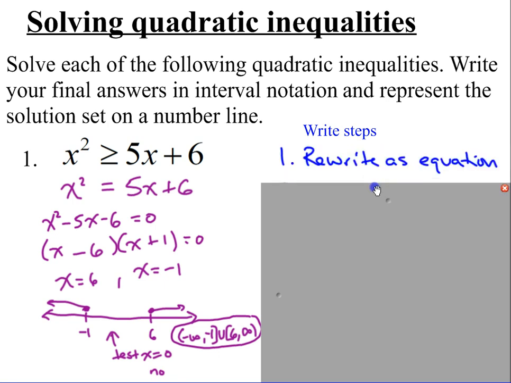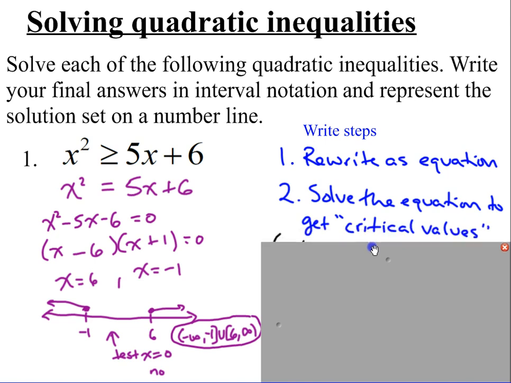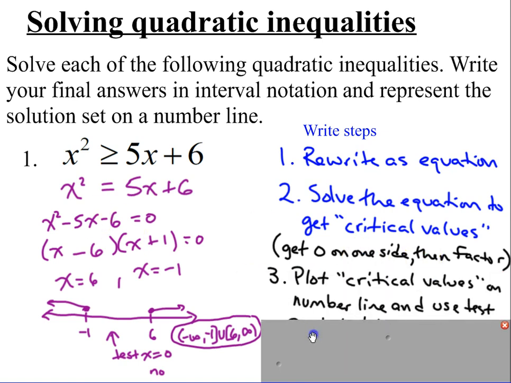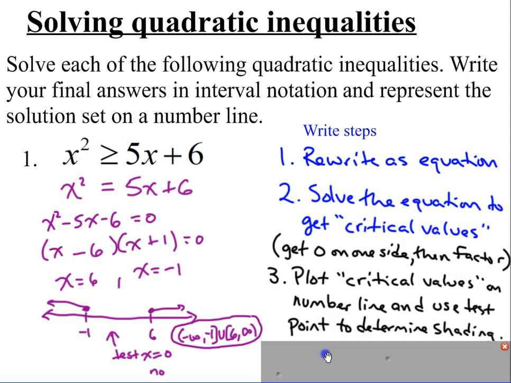Okay, so the first step was we rewrote it as an equation. Secondly, we solved the equation, this over here, to get the critical values of 6 and negative 1. Remember, those weren't the solutions, right? And I just sort of broke it down here. Write this if you think it's helpful. Get 0 on one side, and then factor, right? What do we do next? Well, we plotted the critical values, the negative 1 and the 6, on the number line and used a test point to determine the shading.